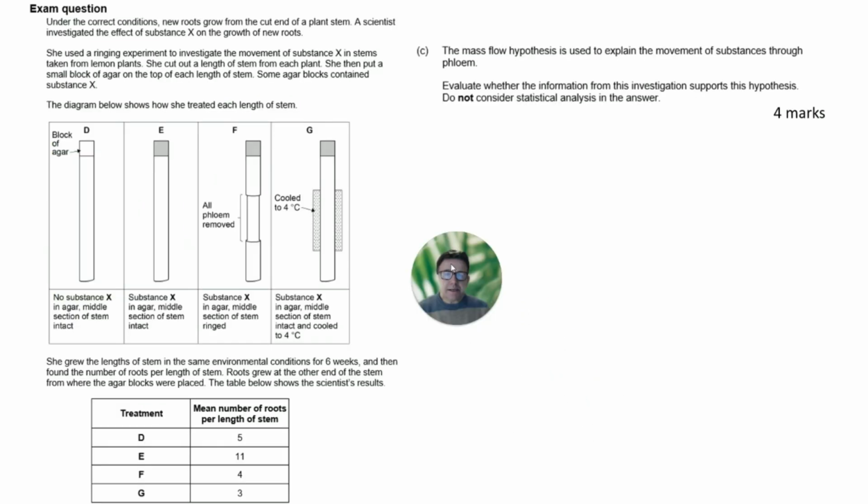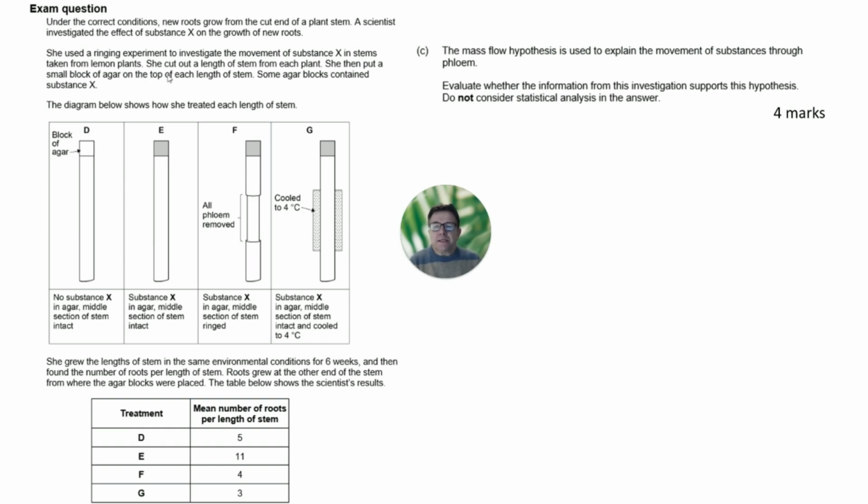Okay, on to an actual exam question here. I'm only showing you part of this exam question because this is an evaluation question. This question is quite interesting because it shows different kinds of experimental procedures, and it says investigating the effect of substance X on the growth of new roots. So it's kind of about the phloem, but it's also about growth as well.